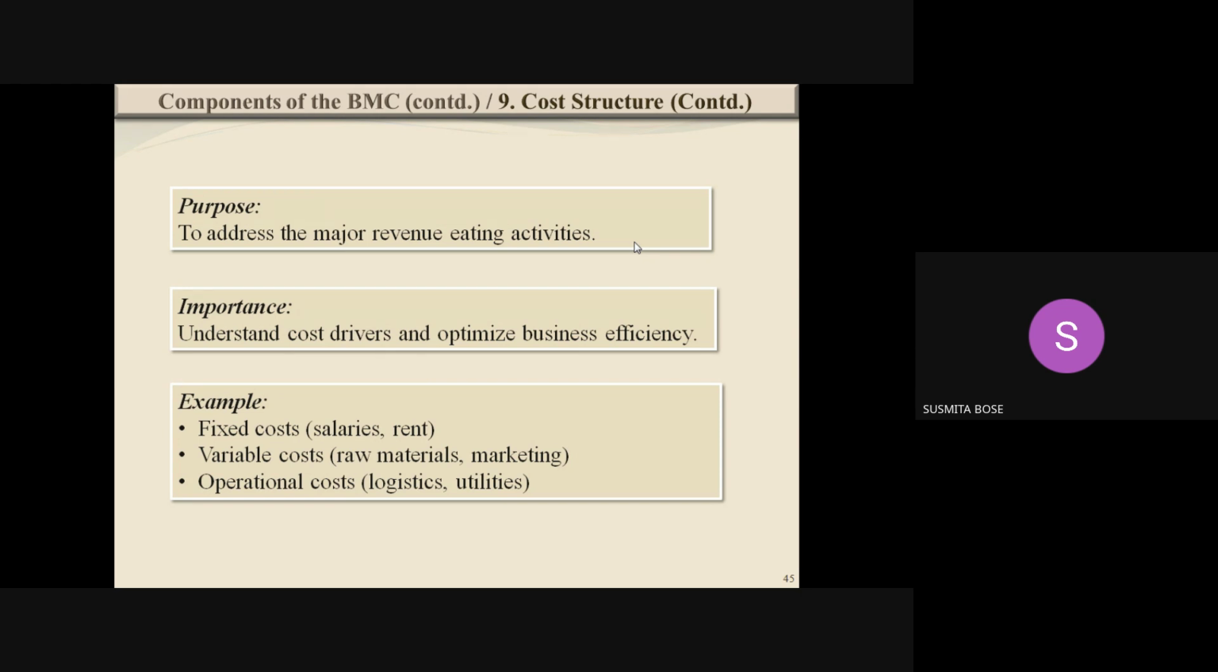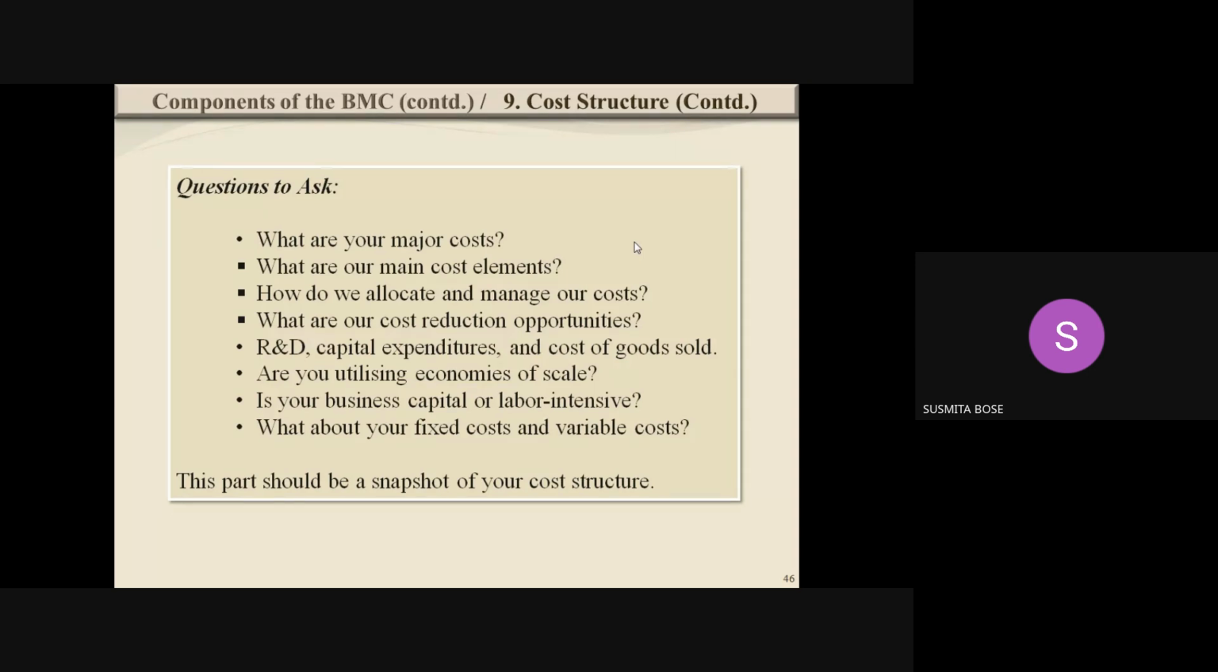Like fixed costs, salaries, rent, if you are doing business in a rented property, variable costs like raw materials, marketing, advertisement, etc. Operational cost, logistics, utilities, the utilities that you need to run the business. And here the questions that you need to ask yourselves are: what are my major costs? What are the major costs of the business? What are our main cost elements? How do we allocate and manage our costs? What are our cost reduction opportunities? You have to reduce your cost.